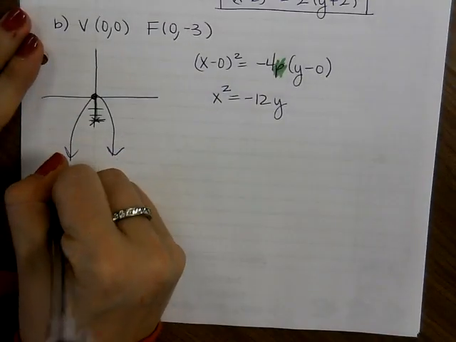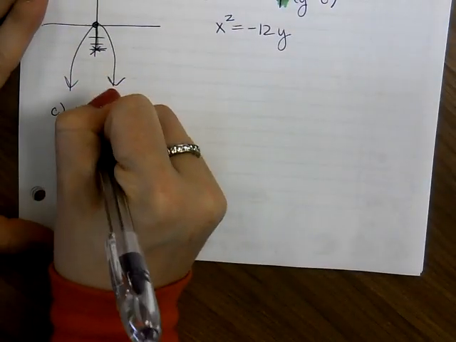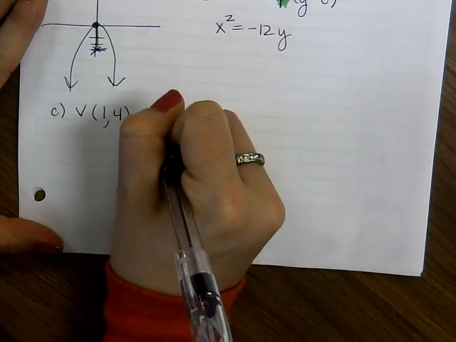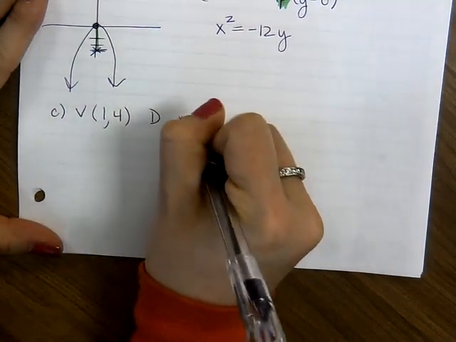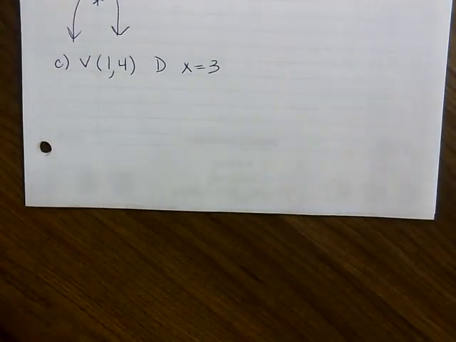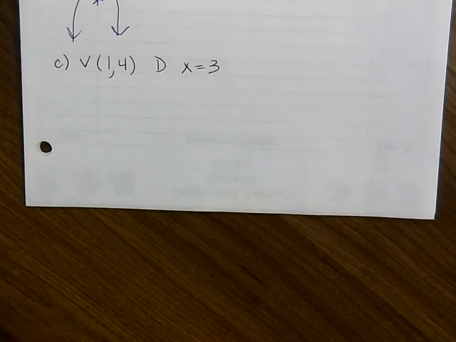All right, you think about the next one. The vertex is at 1, 4. The directrix is x equals 3. Always, because it's a distance.